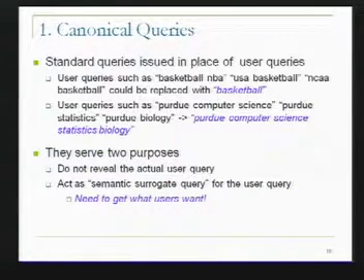The canonical queries serve two purposes. One is that they do not reveal the actual query. They provide one level of anonymization. And second, they replace the original query with a semantically related query. For example, basketball NBA I should replace with basketball, not baseball, right? I want a similar query, and that's what the canonical query should achieve. Because you need to provide the users with the results they want, right?